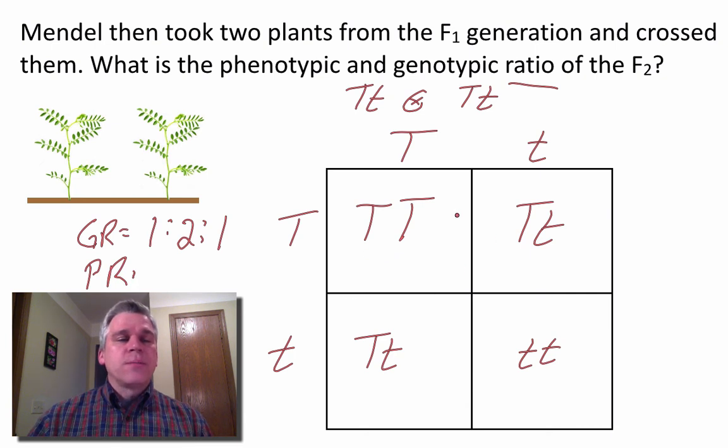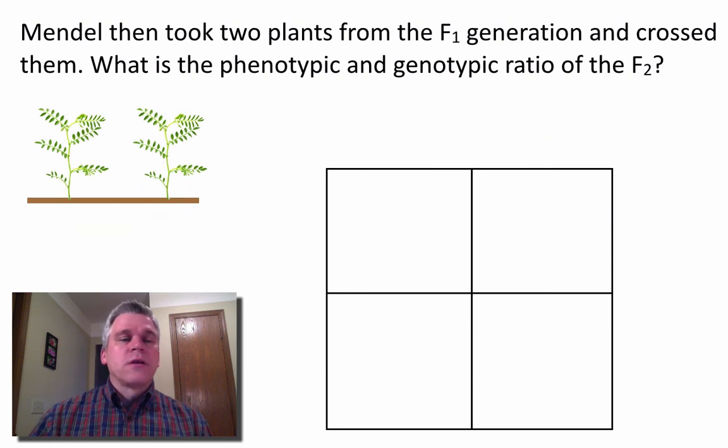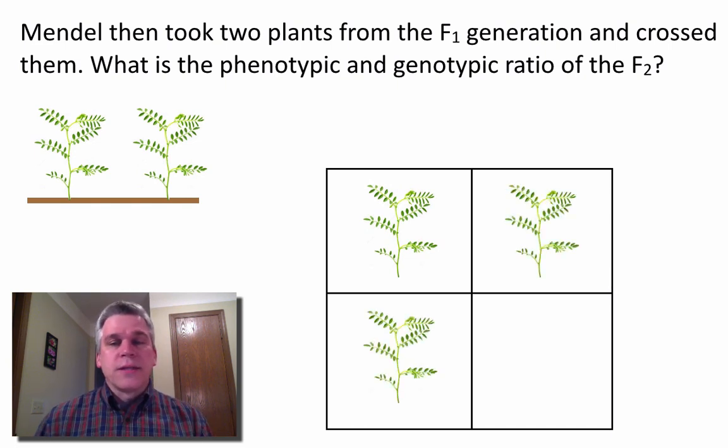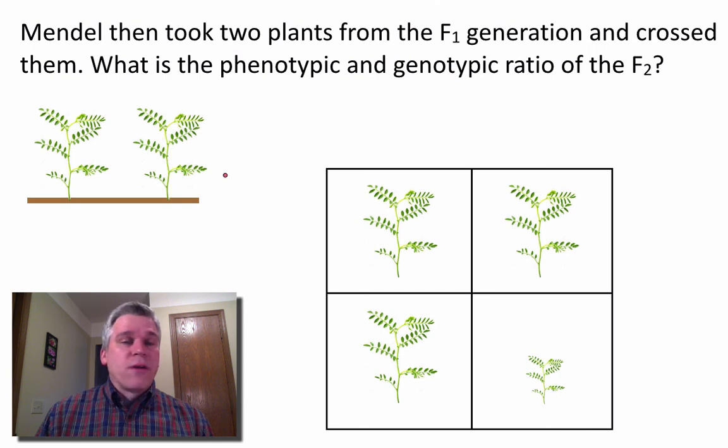The phenotypic ratio, in this case, we have two phenotypes, tall and short. So this was a tall plant. That's a tall plant. That's a tall plant. And that's a short plant. So we had 3 talls to 1 short, the phenotypic ratio. And so when Mendel grew those plants, this is exactly what he saw. 3 talls for every 1 short.